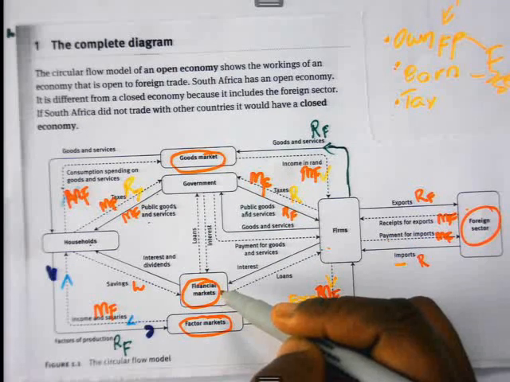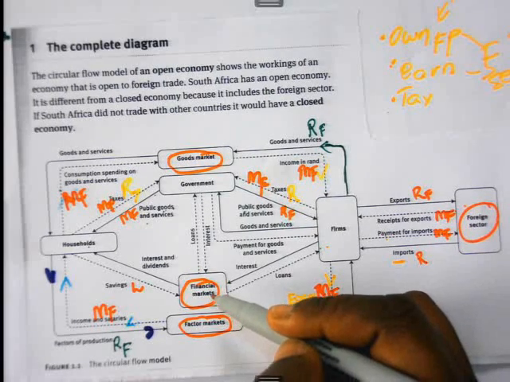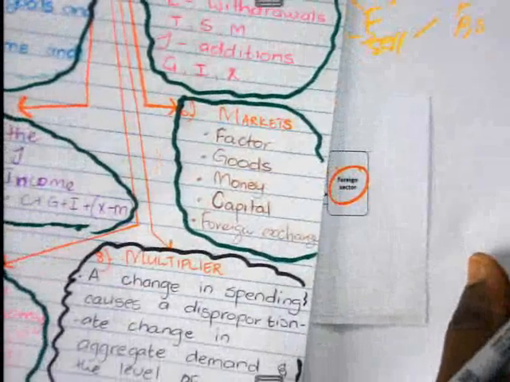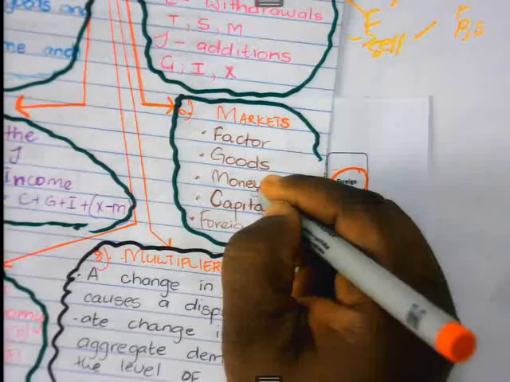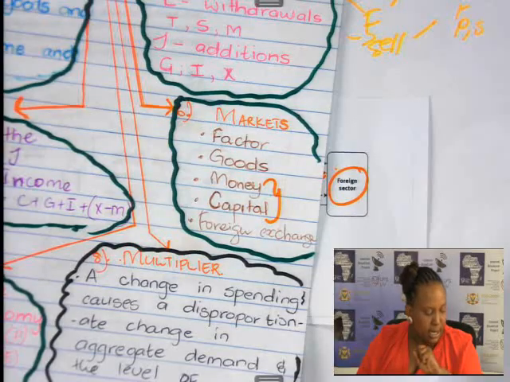Then we have the financial market, which consists of all commercial banks and the South African Reserve Bank. But the financial market, we can divide into the money market as well as the capital market. The money market is the market for short-term savings and loans, whereas the capital market is the market for long-term savings and loans. That's the difference between the money market and the capital market. The South African Reserve Bank is a major institution in the money market, whereas in the capital market, the Johannesburg Securities Exchange is the major institution.